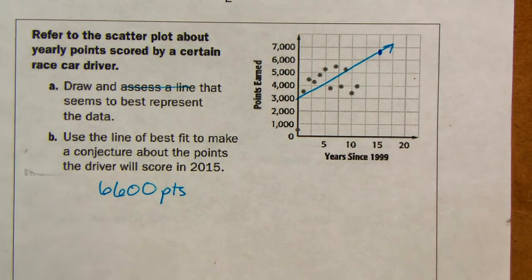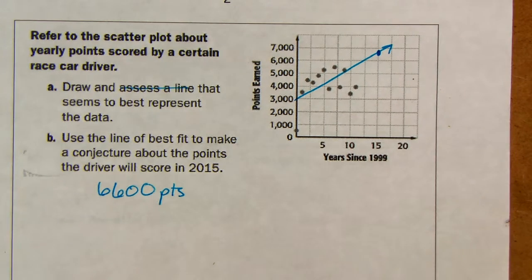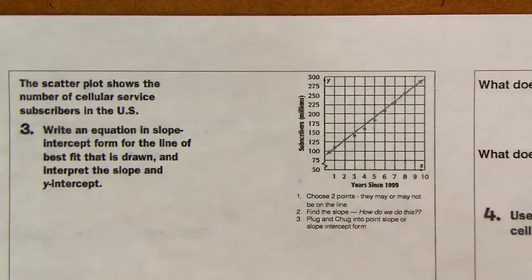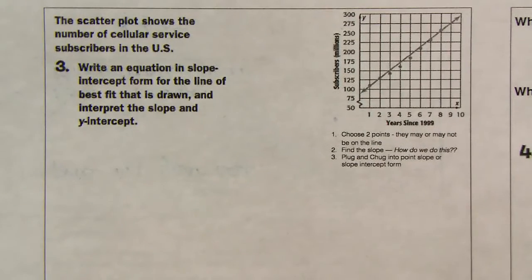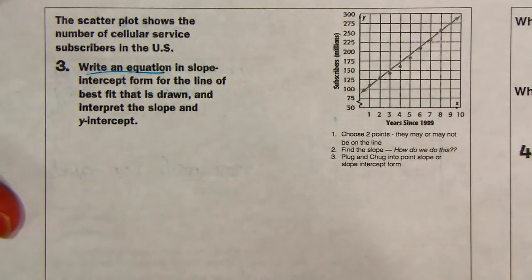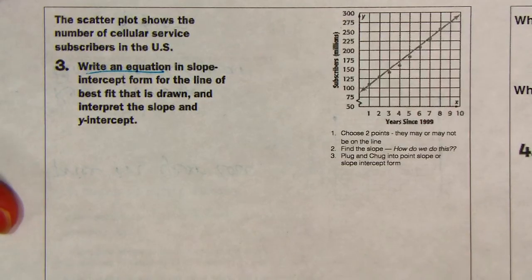Notice on this one and on your assignment, I will give you a lot of problems. If I'm asking you to write an equation, I'm going to give you the line of best fit. It won't be one that you draw in. Okay, so when you're writing an equation, follow those rules we did yesterday. I would pick 2 points.